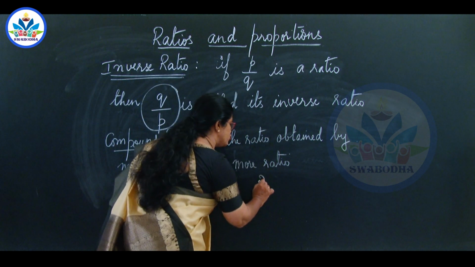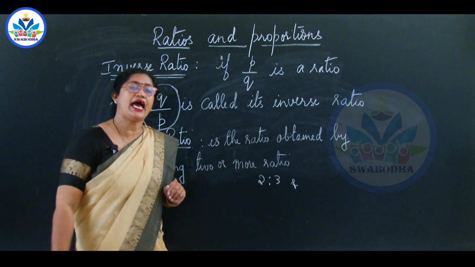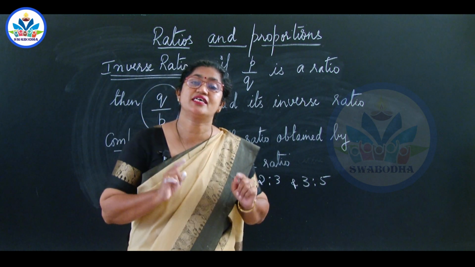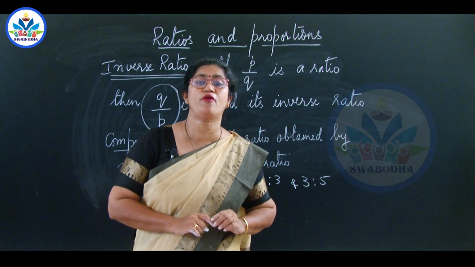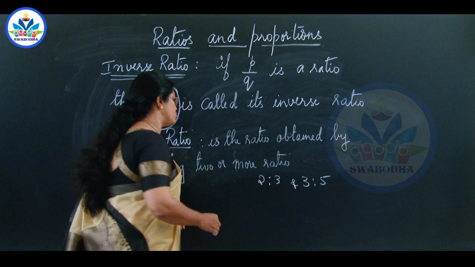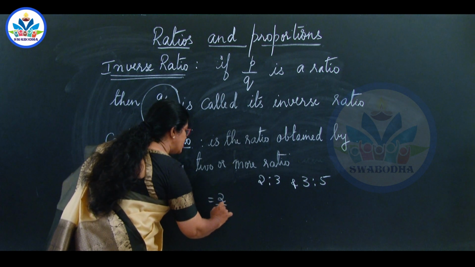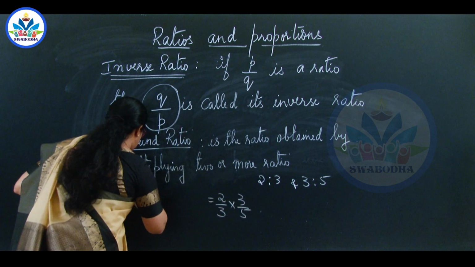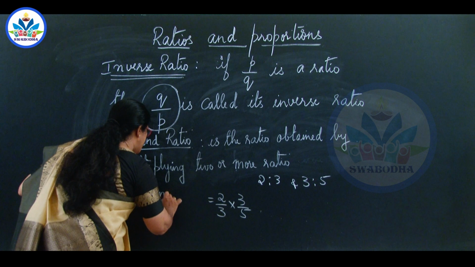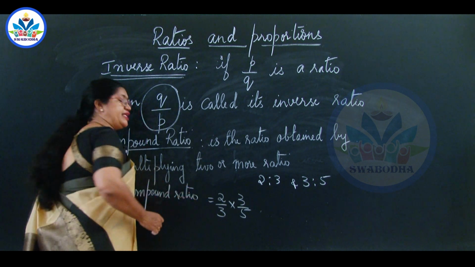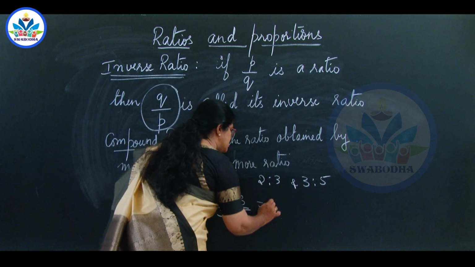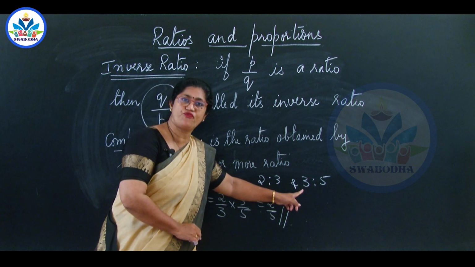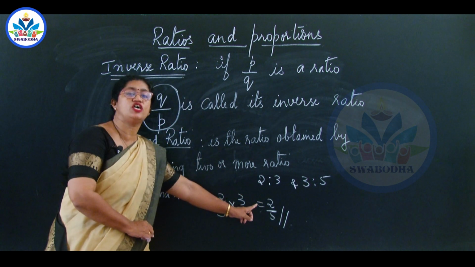If we are given 2 ratios, one is 2:3 and the other one is 3:5 and you are asked to find the compound ratio. Write it in the form of a fraction and multiply the 2 ratios. So, the compound ratio will be 2 by 3 into 3 by 5. So, this will give you the compound ratio. And then just simplify, 3 and 3 cancel and the answer becomes 2 by 5. 2:3 and 3:5, their compound ratio is 2 by 5.